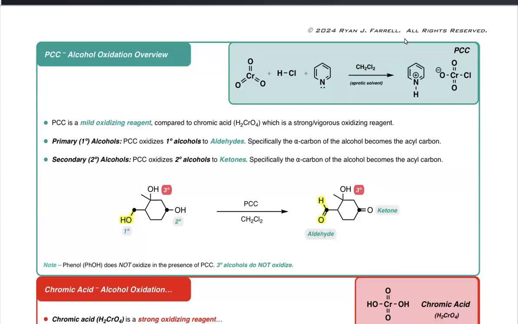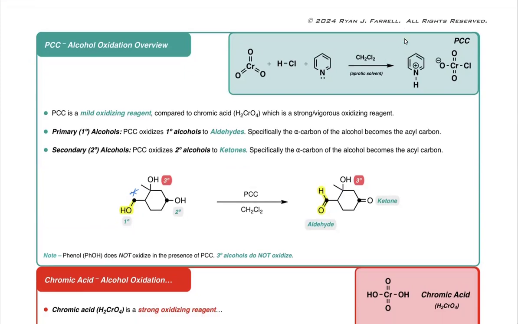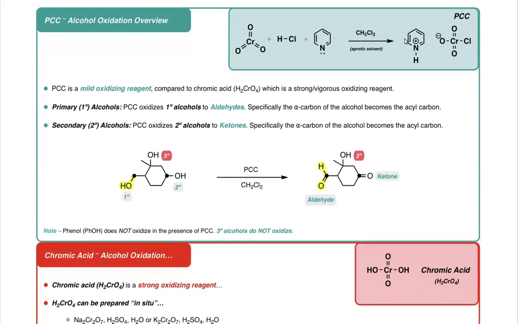All right, everyone. In this video, we're going to talk about our oxidizing reagents, PCC versus chromic acid. The first thing to recognize is that when we're oxidizing an alcohol, what we're essentially doing is taking that carbon bonded to the alcohol and turning it into a C=O compound. Whether that C=O compound is an aldehyde, a ketone, or a carboxylic acid depends upon the classification of the alcohol and which oxidizing reagent we're using, whether a mild oxidizing reagent like PCC or a strong oxidizing agent like chromic acid.